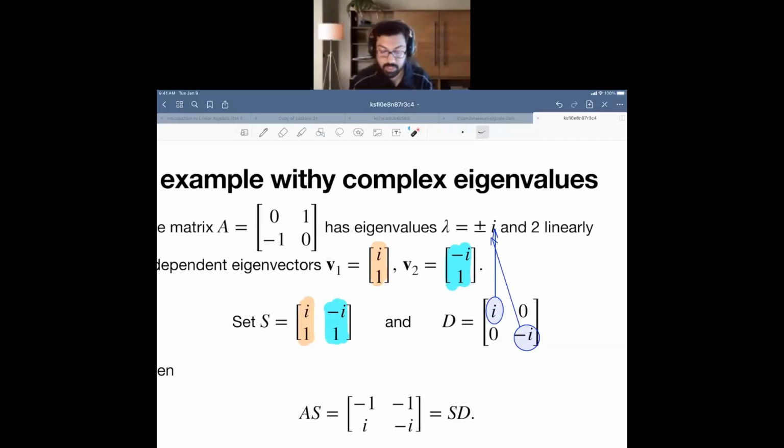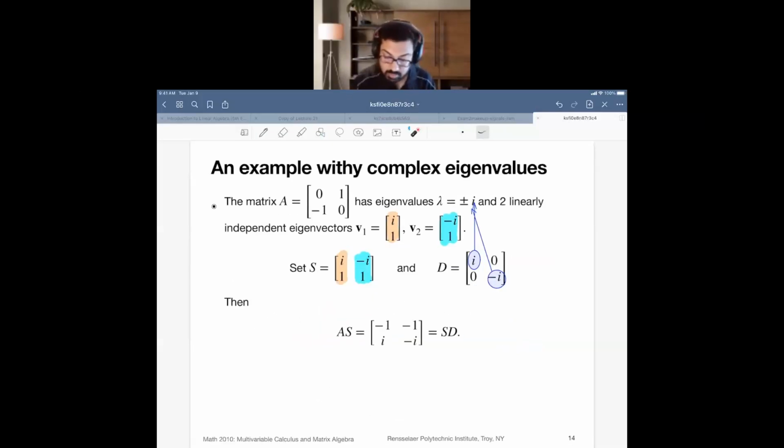If this is all true, then this has to be true, right? If the claim is true that you can in fact diagonalize a matrix with complex eigenvalues, it should satisfy this. So if you compute AS, you will get this matrix. You compute SD, you will get the same matrix, which proves that matrix S was able to diagonalize the matrix A, even though it has complex eigenvalues.